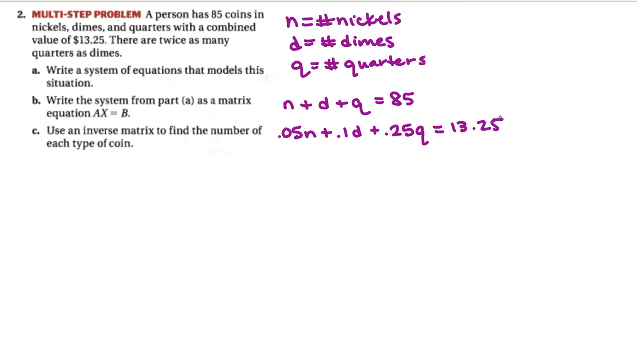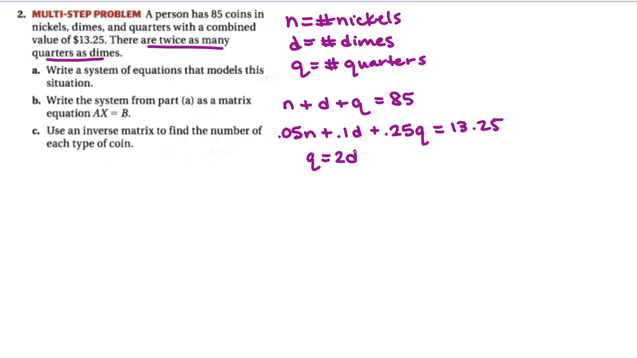Now, if I was solving the system by hand and not with a calculator, I wouldn't want all those decimals in there, so I would multiply that whole equation by 100 on both sides. But because we're about to put these numbers in the calculator, it really doesn't matter. We can just leave it like this. Now for the third equation, it says there are twice as many quarters as dimes. So the number of quarters is equal to 2 times the number of dimes.